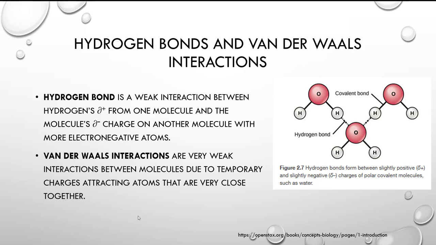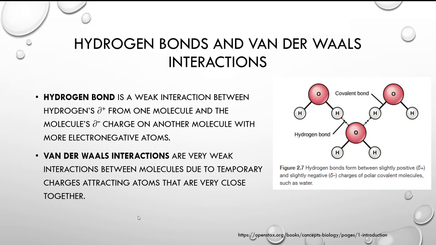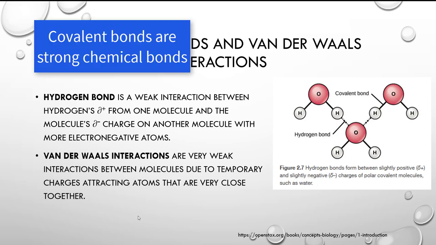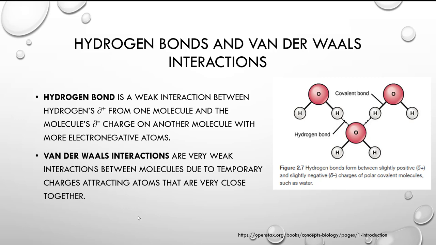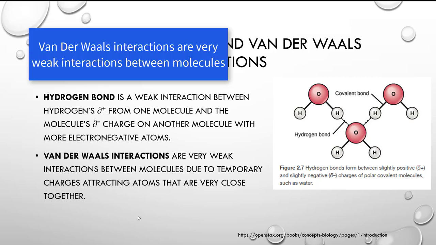Okay, so we went through basically our four chemical bonds. Two of them are within molecules. So the ionic bonds, those are weak, where we have two ions coming together to give or receive electrons. We have covalent bonds. Those are strong bonds where they're sharing electrons either equally or unequally. We have hydrogen bonds that are between two molecules. They're weak interactions. And then we have van der Waals. That's just an attraction of temporary charges between atoms.